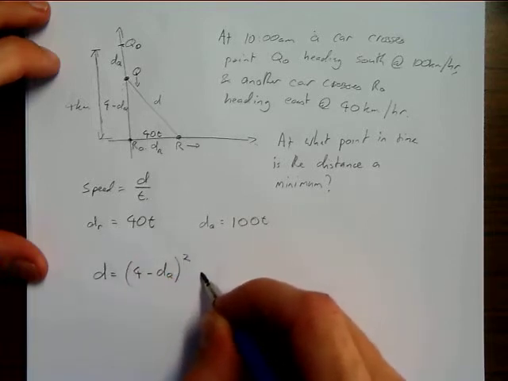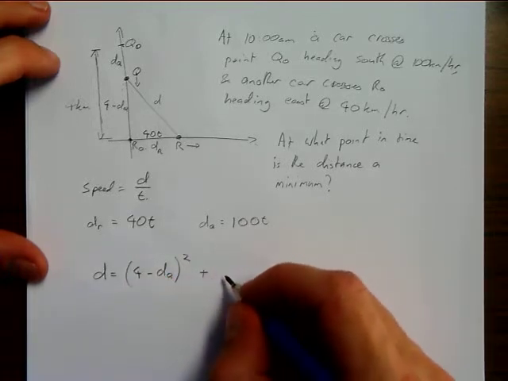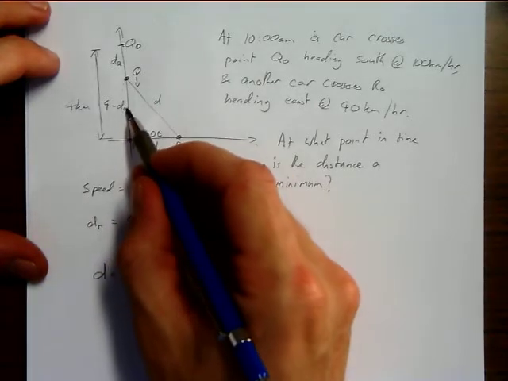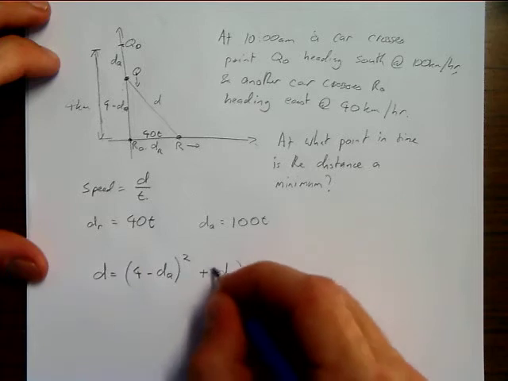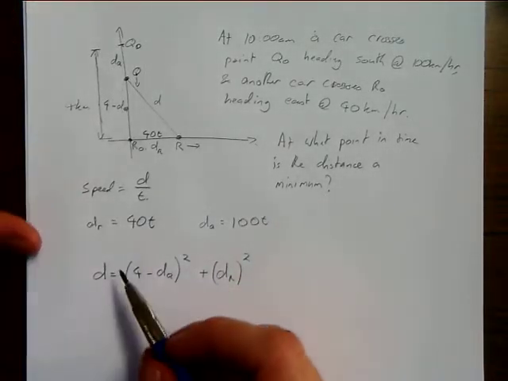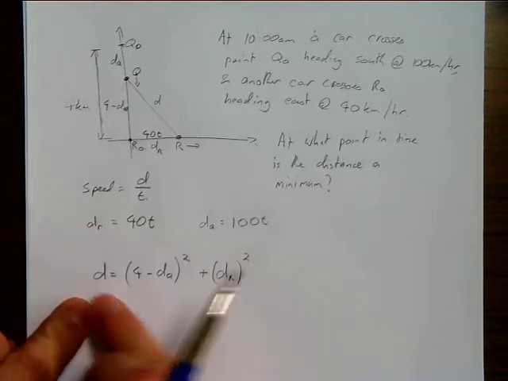dq squared plus dr, that's dq. Don't forget to square root it. Thank you, I was waiting for that. So this is Pythagoras, so d squared is equal to this.